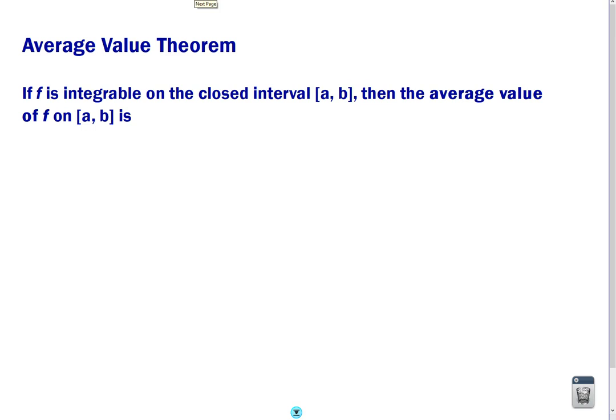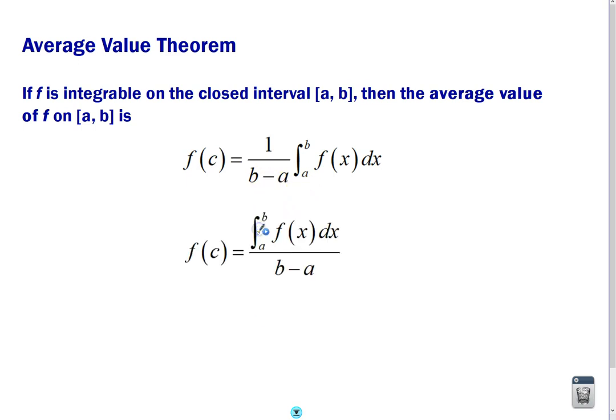Okay. So, average value theorem. If f is integrable on the closed interval from a to b, then the average value of f on [a, b] is, you've already written this down, 1 over b minus a times the integral from a to b of f of x dx. Now, this looks slightly different. There are 3 ways to write this. This one looks closer to how I had written it a second ago. This is the exact same thing. It's just bringing this out in front as a constant multiple instead. They have the exact same meaning.